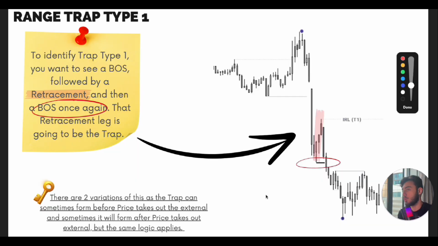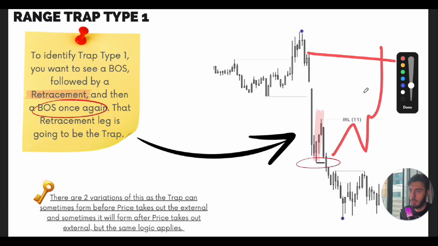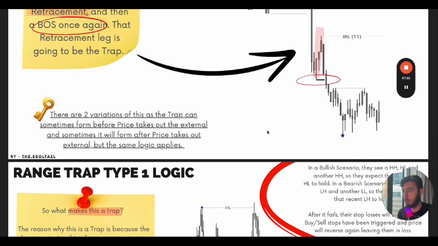Now let me simplify this for you. The type 1 is forming between the strong high and weak low, or strong low and weak high, by retracement or break of market structure, or swing high or swing low between this strong high and weak low. So this is a range trap type 1. As I told you, we don't know which one price is going to take out, but we understand these are internal liquidity. Again, I'm going to teach you that formula.